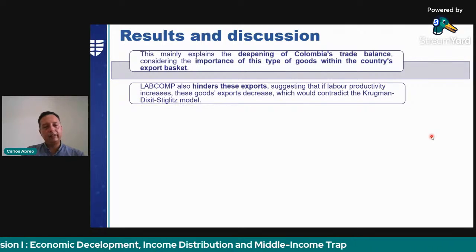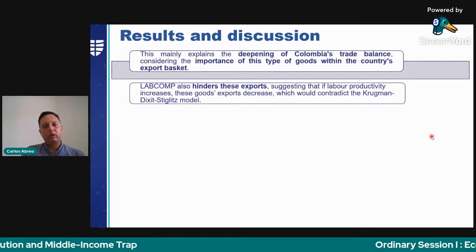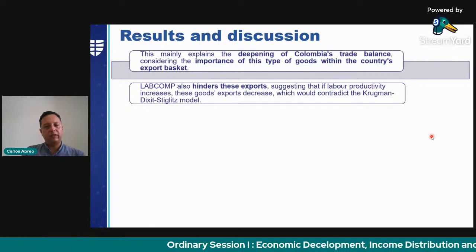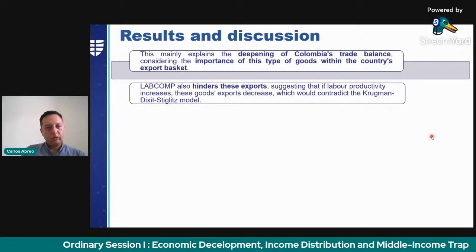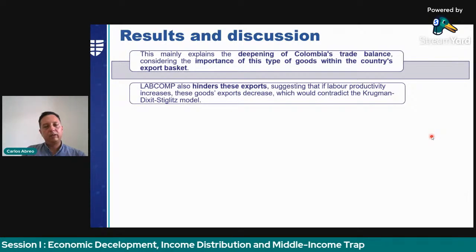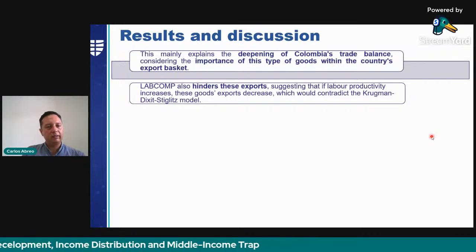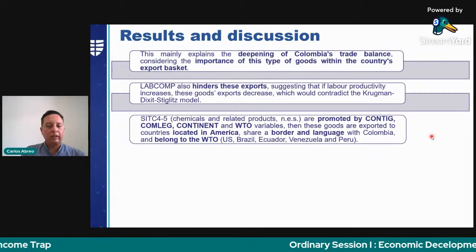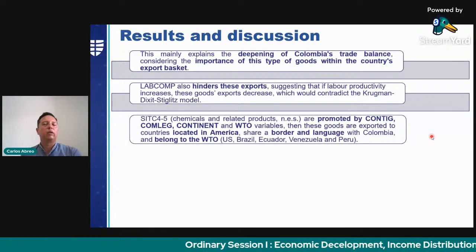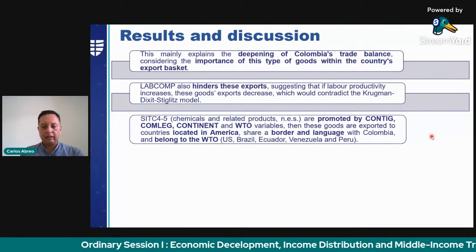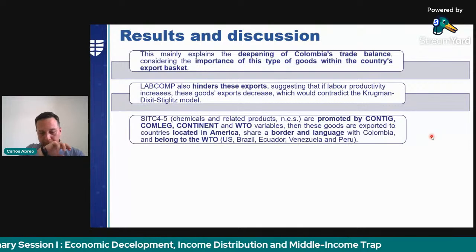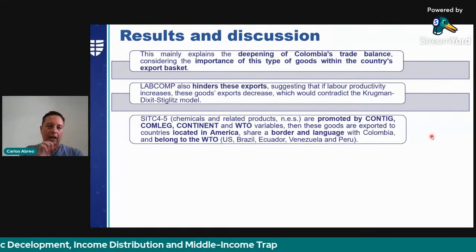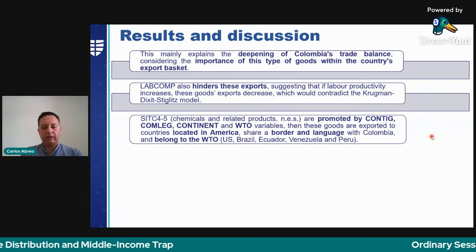Well, in this group of exports, the proxy of labor productivity also hinders these exports, suggesting that if labor productivity increases, these goods exports decrease, which would contradict the Krugman and Dixit-Stiglitz model. And it's not logical, or this result is not as we expected. But as I said before, it is only for this specific group.